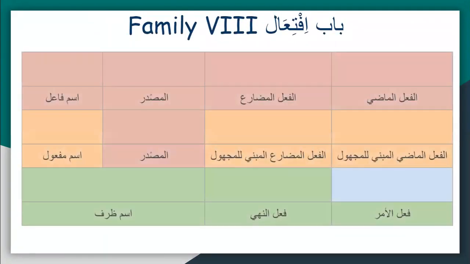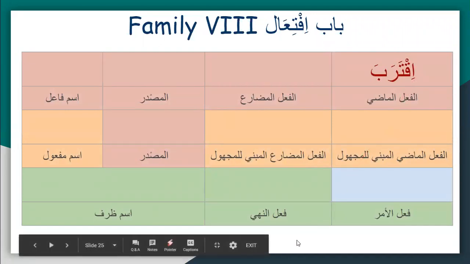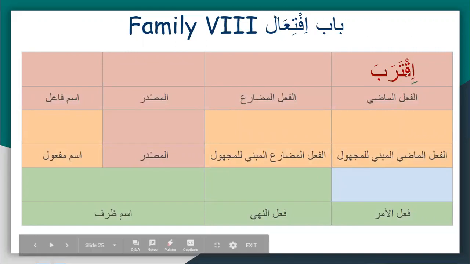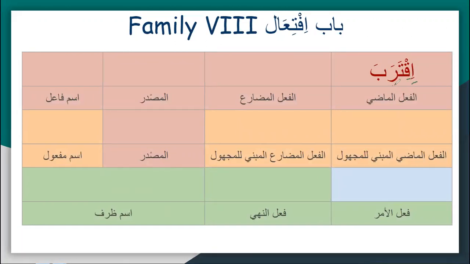Family number 8, I already told you. Family number 8 also begins with alif, right? The root is kaf, ra, ba, and there is a ta that is extra, and alif is extra. I'm telling you all the time which letter is extra, and I'm giving more emphasis on that because it's important. You have to identify which letter is extra and which letter is the root, because we have to identify the root to identify the word meaning.